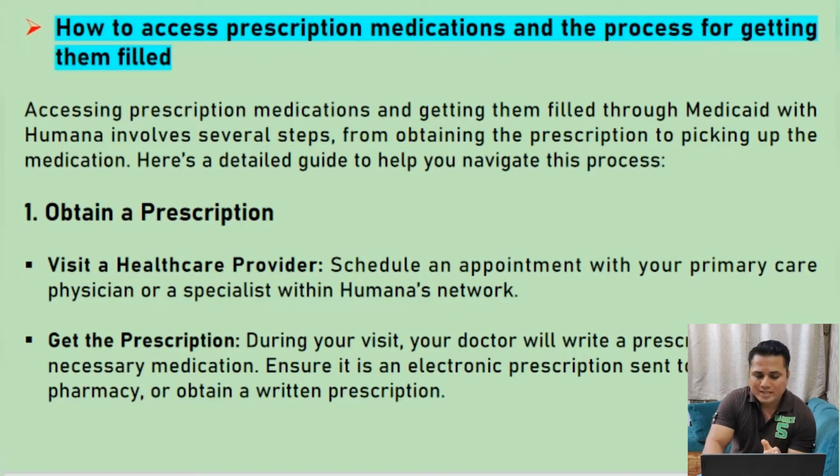Number one, obtain a prescription. Visit a healthcare provider. Schedule an appointment with your primary care physician or a specialist within Humana's network. Get the prescription. During your visit, your doctor will write a prescription for the necessary medications. Ensure it is an electronic prescription sent to your chosen pharmacy, or obtain a written prescription.